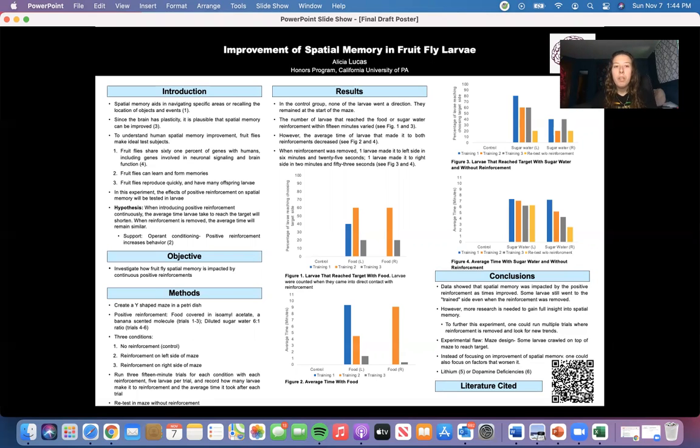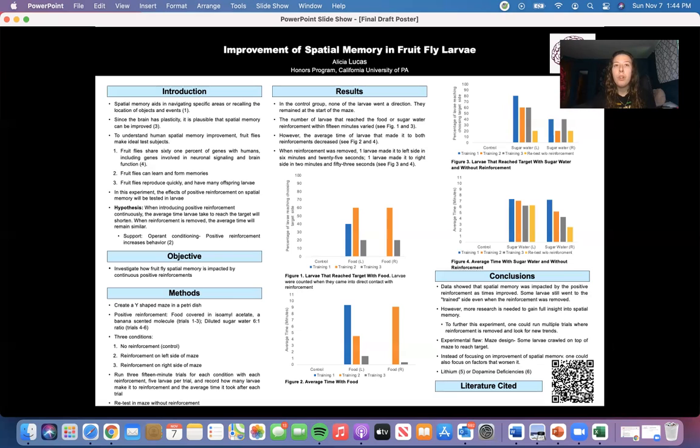So regarding the experiment itself, I wanted to see the effects of positive reinforcement on spatial memory in fruit fly larvae. And from this, I formed hypotheses. So when introducing positive reinforcement continuously, the average time larvae take to reach the target should shorten. And when that reinforcement is removed, I expect that the times will remain similar. And these hypotheses can be supported by operant conditioning.